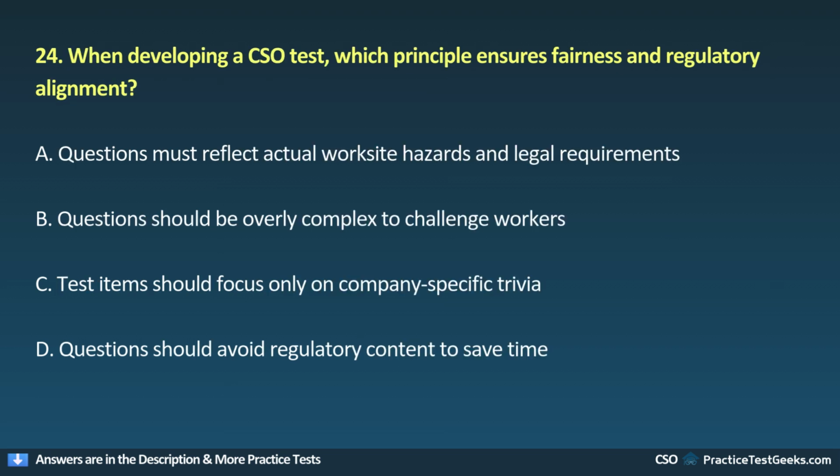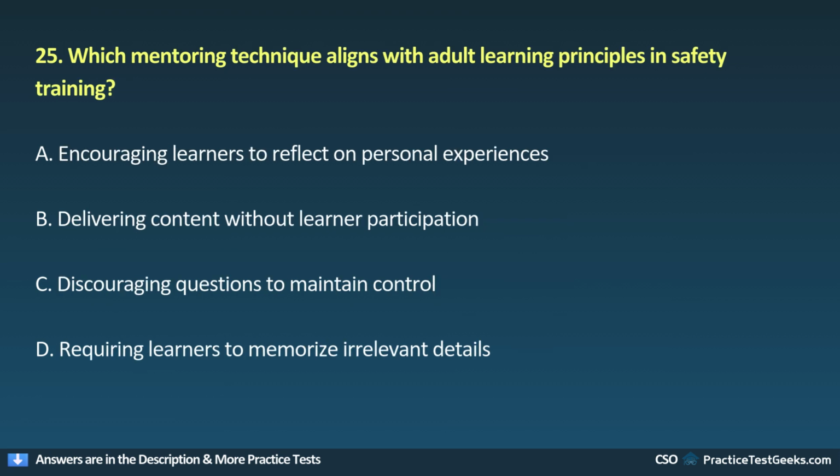24. When developing a CSO test, which principle ensures fairness and regulatory alignment? A. Questions must reflect actual worksite hazards and legal requirements. B. Questions should be overly complex to challenge workers. C. Test items should focus only on company-specific trivia. D. Questions should avoid regulatory content to save time.